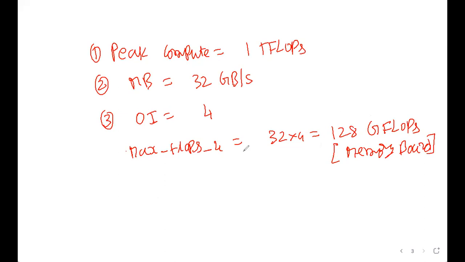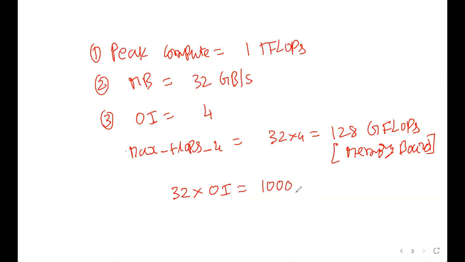But somehow if we can increase it, what we would like to do is keep the memory bandwidth the same. So 32 into the memory bandwidth remains the same. And we would like to know what operational intensity should be there so that we get 1 teraflop. 1 teraflop is, let's say, 1000 gigaflops. I'll write it as 1000 since we're working in gigaflops. So this is what we have.